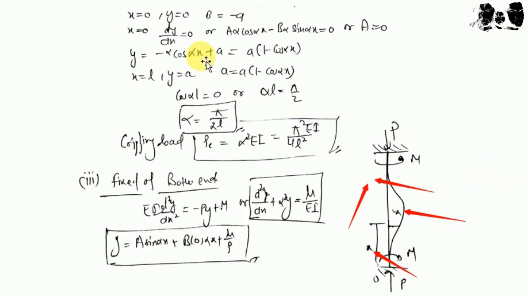The second boundary condition is when x is equal to 0, dy upon dx is already 0.